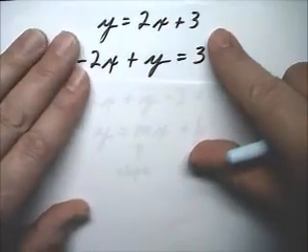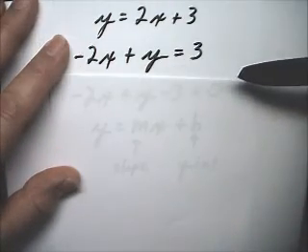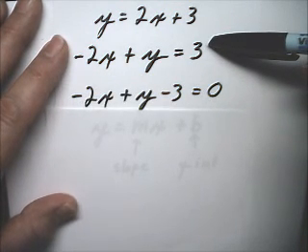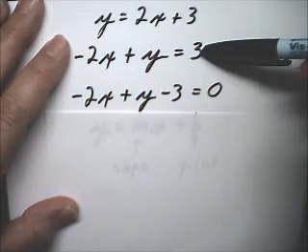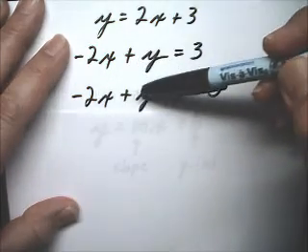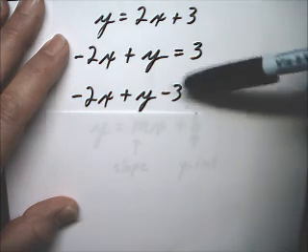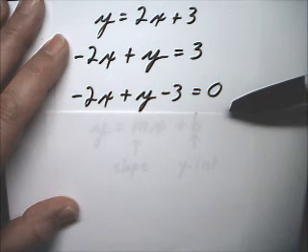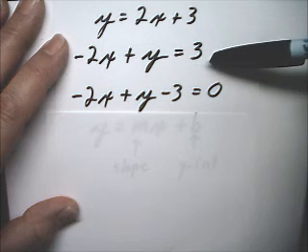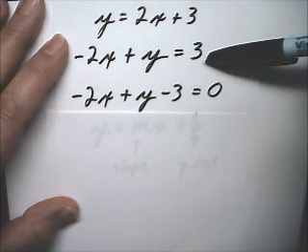Hopefully you're already very familiar with these concepts, and we'll be doing this a lot, switching around equations so that they're the same equation, just different form. Here's one more example. I could subtract 3 from both sides, and now I'd end up with minus 2x plus y minus 3 equals 0. Just another form of the same equation. You should be familiar with how to manipulate these equations to get them into whatever form you need.